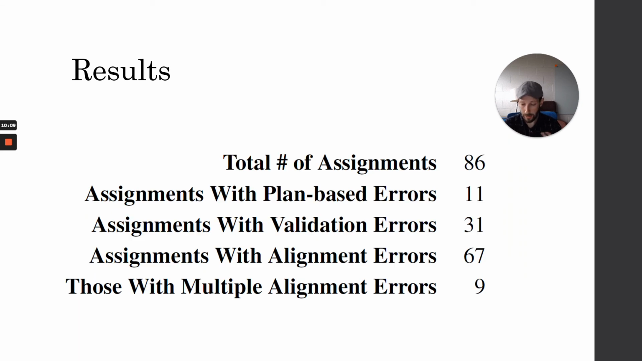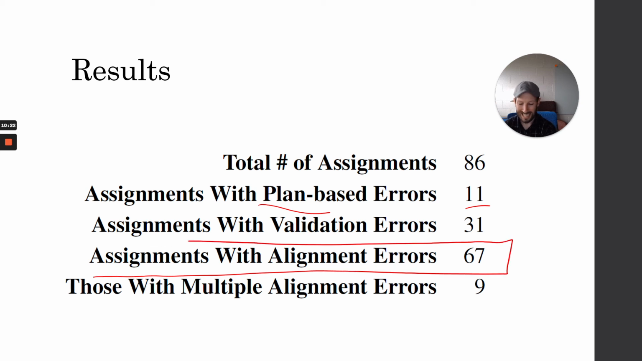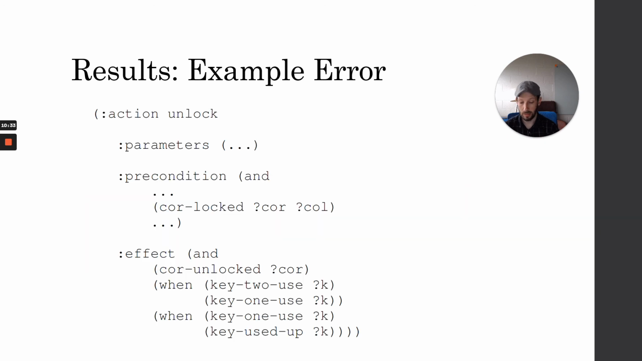So the total results here: we had about 86 assignments. Plan-based errors, there were 11 found. This doesn't need to sum to 86 because submissions had multiple errors. The key thing to look at is that 67 of the 86 assignments had errors that existed and were found with this alignment process, and 9 of those 67 had multiple errors found with this alignment process.